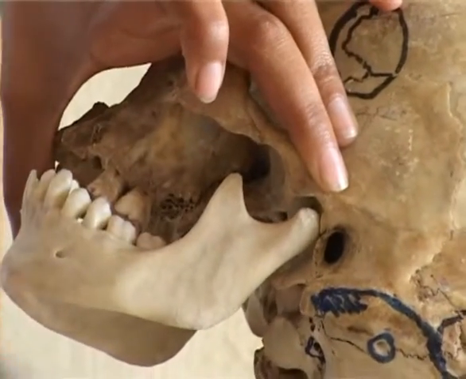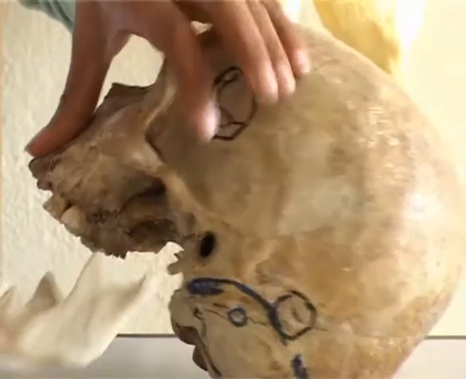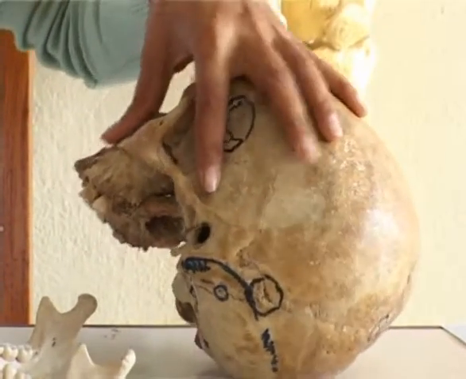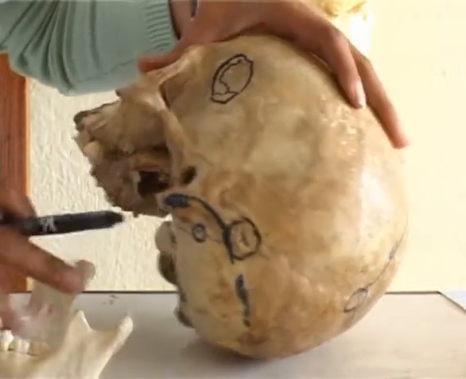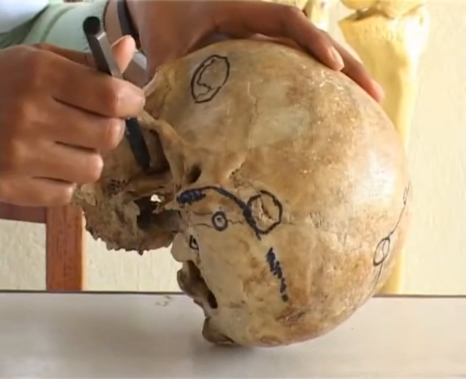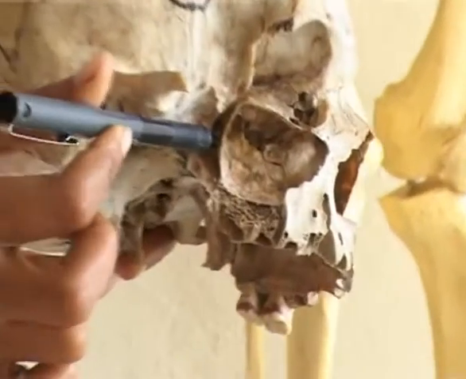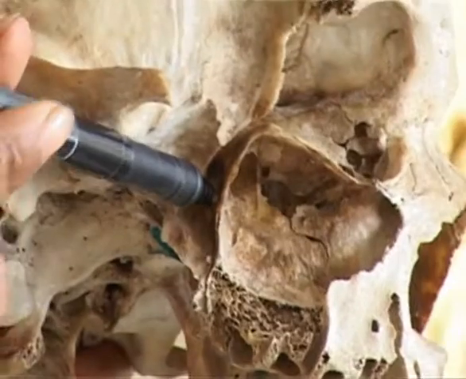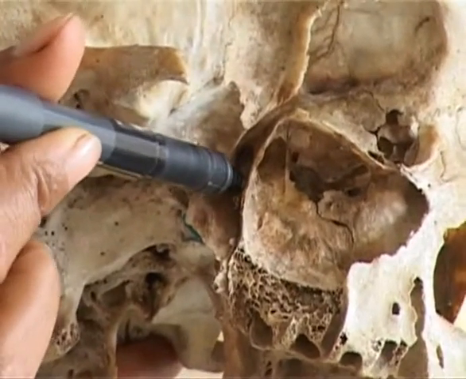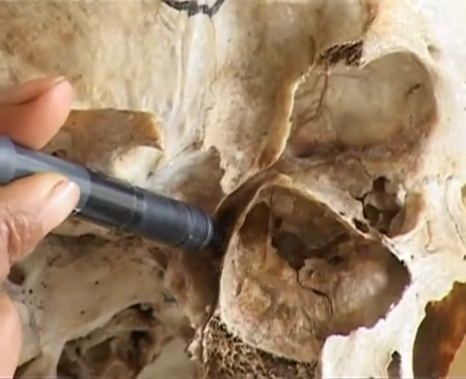Anterior to the infratemporal fossa is the pterygopalatine fossa, where the pterygopalatine ganglia and related structures are present.